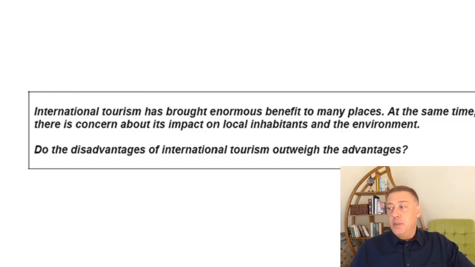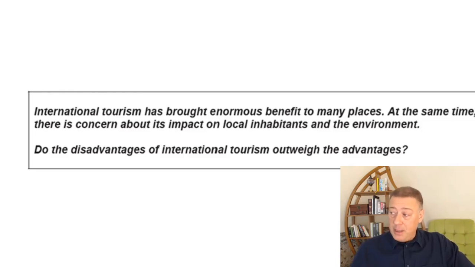So let's say I'm going to say the disadvantages outweigh the advantages of international tourism. So my first body paragraph will be talking about advantages, and then I'm going to talk about disadvantages. Whereas if I thought the advantages outweigh the disadvantages, my first body paragraph would be a bit better if it talked about the disadvantages, and then my second body paragraph were about the advantages.